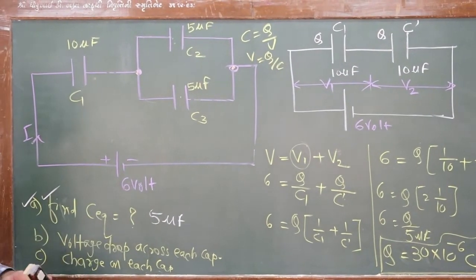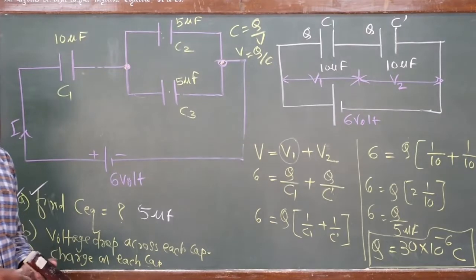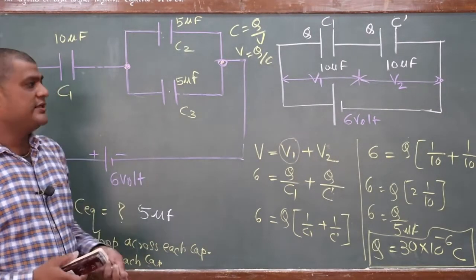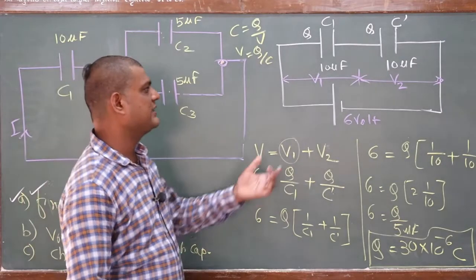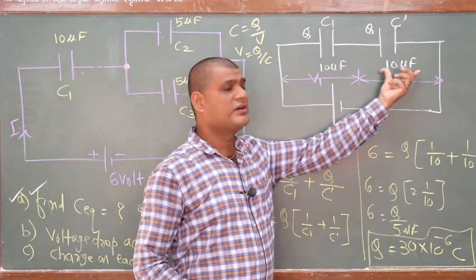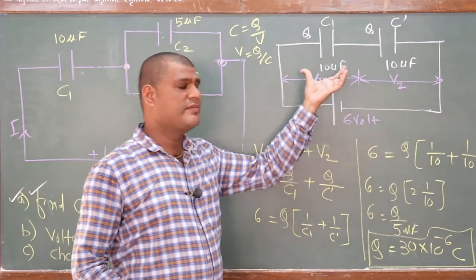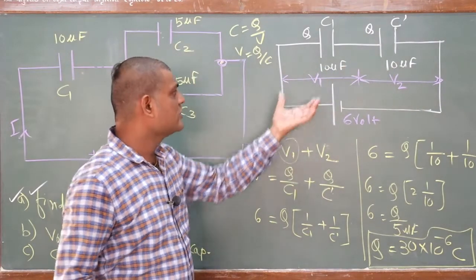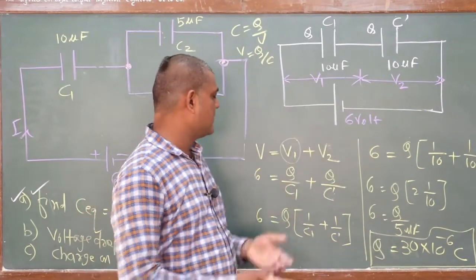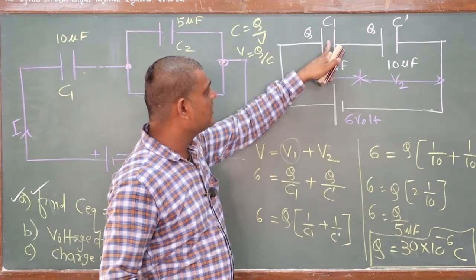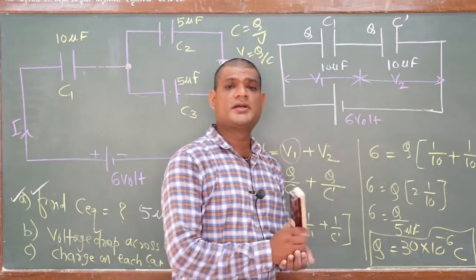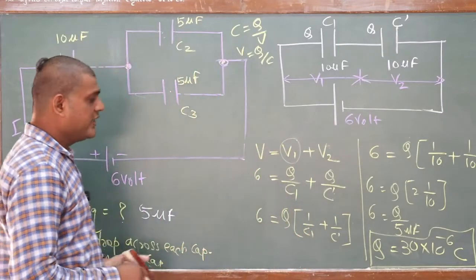Now we are going to find out what is the voltage drop across the C dash and C. Here, dear students, we can see that the first capacitor is of 10 microfarad, it is also 10 microfarad. The capacitance of both capacitors is the same, so they will equally divide the voltage. So we can write 3 volt will be the voltage of the first capacitor and 3 volt will be the voltage of the second capacitor.